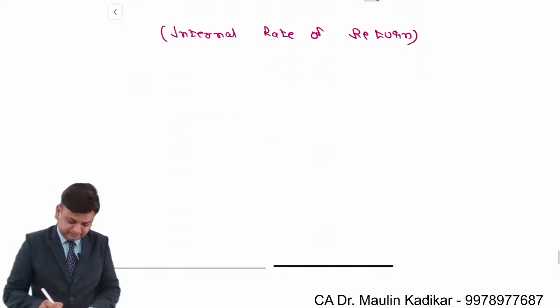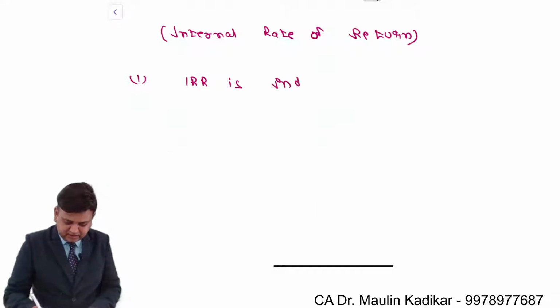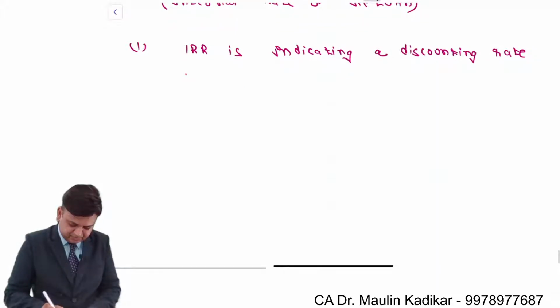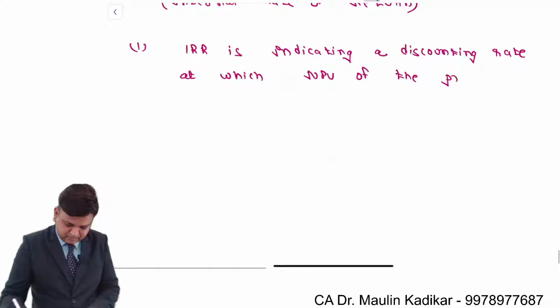In that write down first point, IRR is indicating a discounting rate at which NPV of the project will be 0.